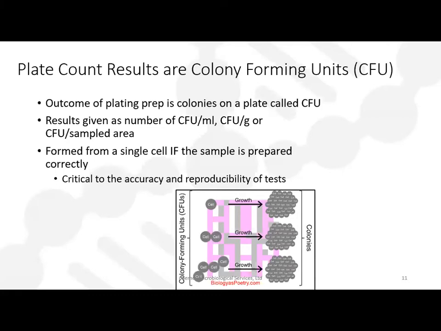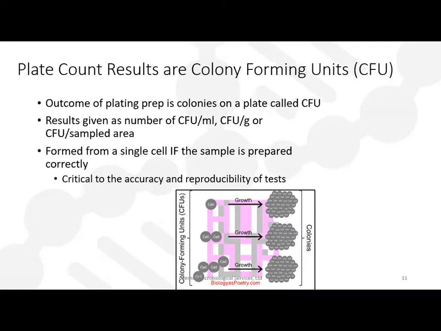So plate count results are reported in CFU. So they are called colony forming units. They can be given as a number of CFU per mil for a liquid sample, CFU per gram for a product sample, or CFU per sampled area for a sponge.